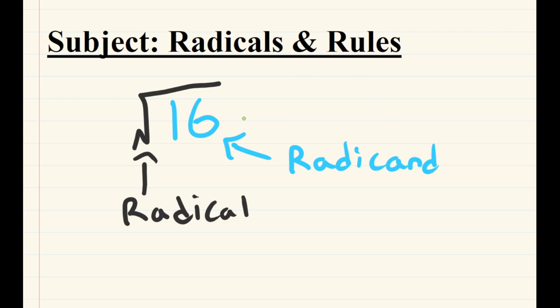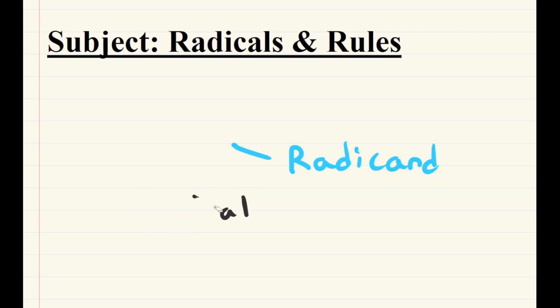We know this can be read as radical 16, or it could also be read as the square root of 16. Radical 16, or the square root of 16, is 4. So that's what that evaluates to. But now let's talk about some of the rules.